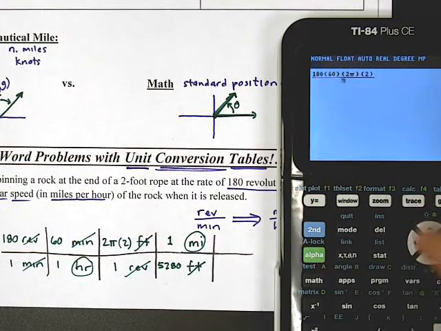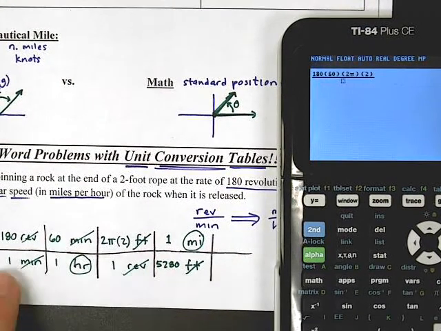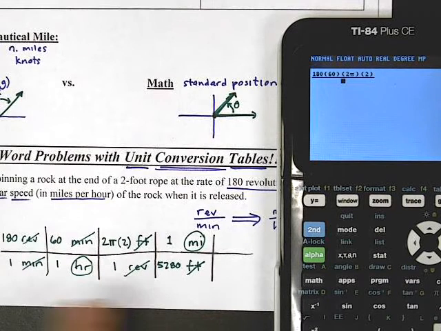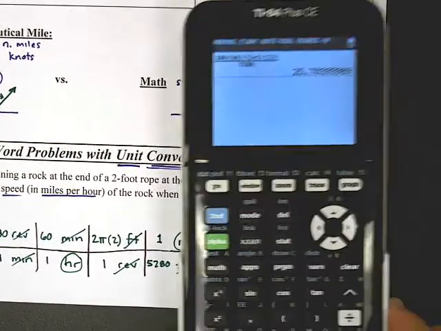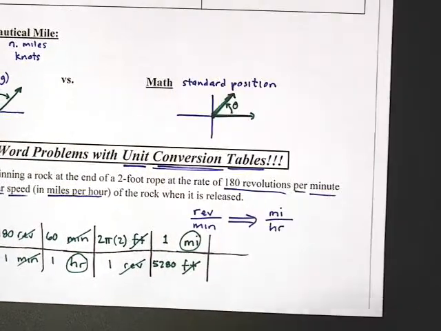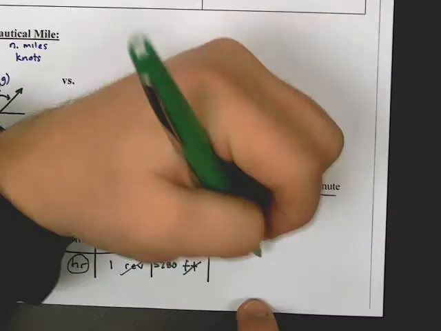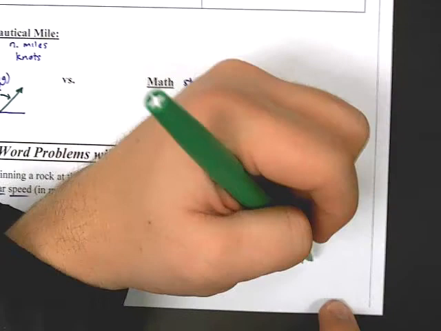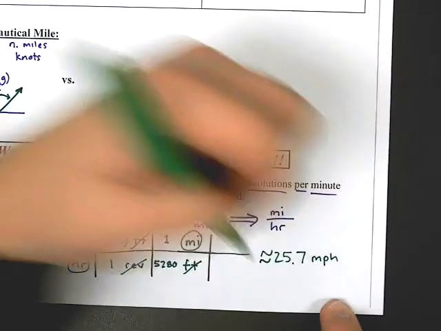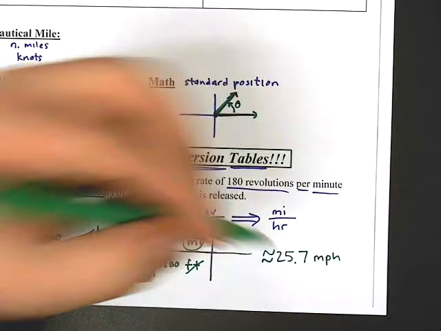And then put everything in the bottom. Now you don't have to put the ones, right? So 5,280. When I hit enter, I get 25.7. So approximately 25.7, and this was in miles per hour, or miles over hours, however you want to put it.